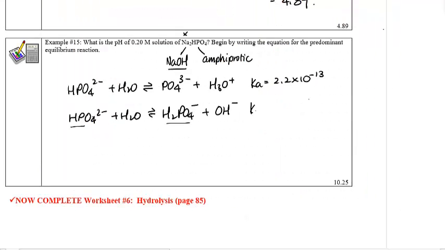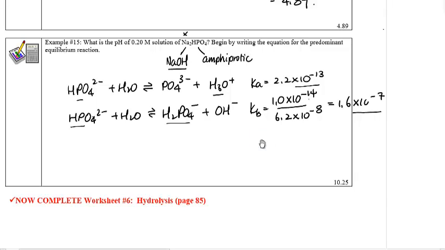So if we do this, the Kb is going to be 1.0 times 10 to the minus 14 all over 6.2 times 10 to the minus 8. When we complete this calculation, we see that the Kb value is 1.6 times 10 to the minus 7. So what is the significance here? If we take a look at the Ka, it is much, much smaller than the Kb. What this indicates is that HPO4 2- has a smaller tendency to form H3O+ and a larger tendency to form the OH-. Hence, we can conclude that the predominant reaction of HPO4 2- is going to be reacting with water to form a base.